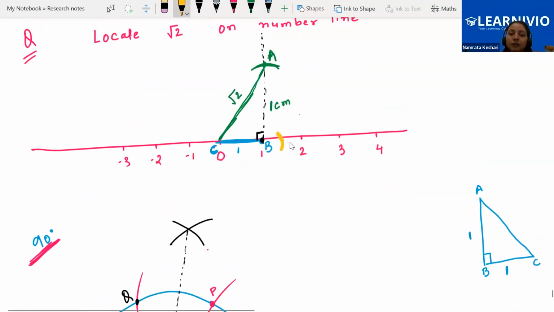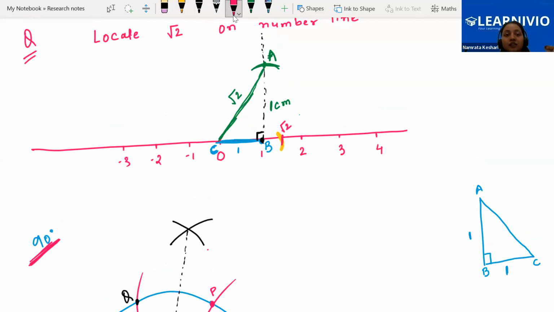Are you done with it? Yes, ma'am. Now we will say this is the location of root 2. This is where root 2 is lying. This is the accurate place of root 2 on the number line.